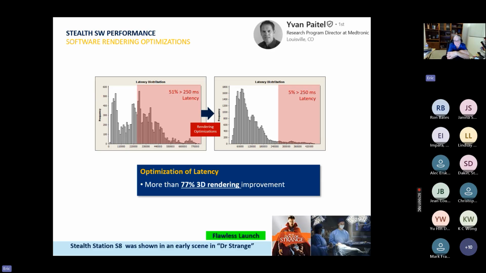And so we had everybody, or almost everybody, on our Medtronic side in Colorado go to the movie theater together. We were a majority, but not all of the audience. And during the 10 seconds that StealthStation S8 was on the screen, we all stood up and started applauding furiously. And other people in the audience, of course, were curious what the heck was going on here.